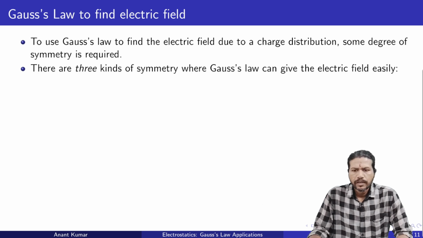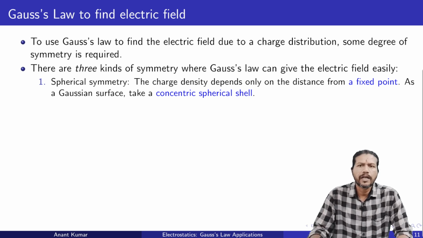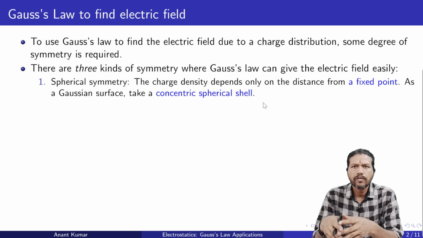Fine. The first one is called spherical symmetry. In a spherical symmetry, all the properties over there, including the charge density or the electric field, will depend only on the distance from a fixed point. That point will be the center of the entire charge configuration as well. Now in this case, as a Gaussian surface, we shall take a concentric spherical shell, which is centered at the center of the entire charge configuration as well. Fine.